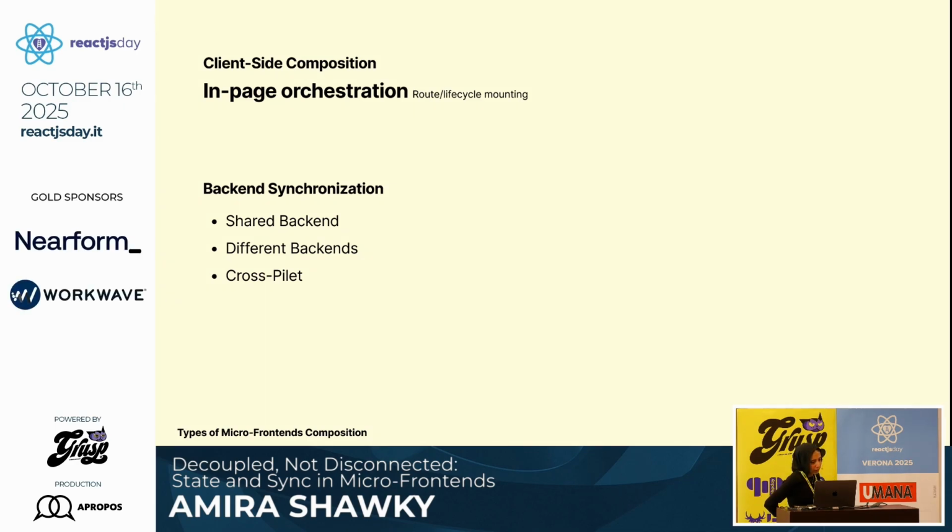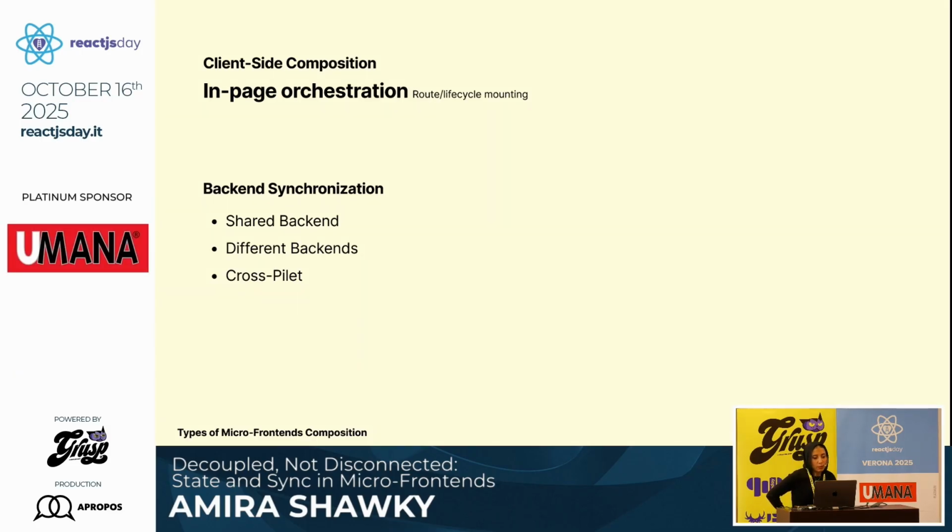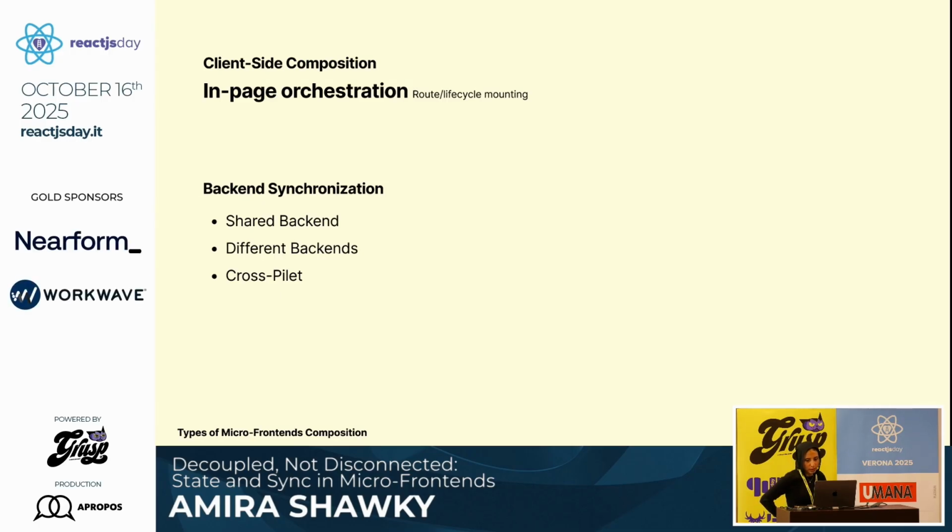Second type, we can use different backends. Pilots can talk to their own backend as long as CORS is configured properly, and Viral Shell doesn't restrict this. It just ensures the shared libraries and routing remain consistent.